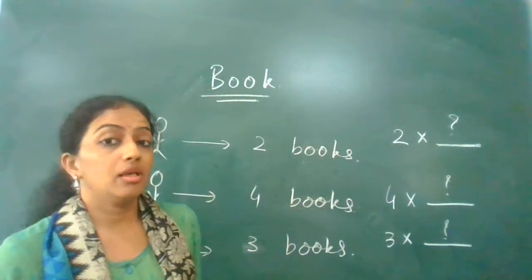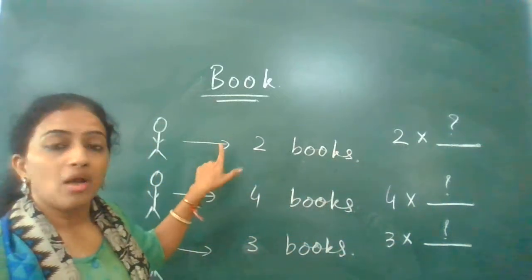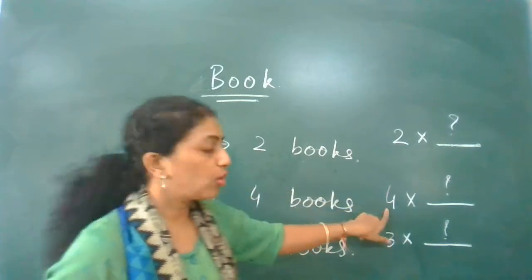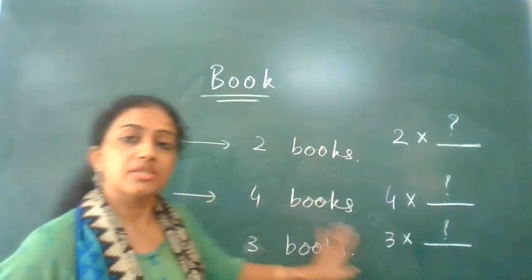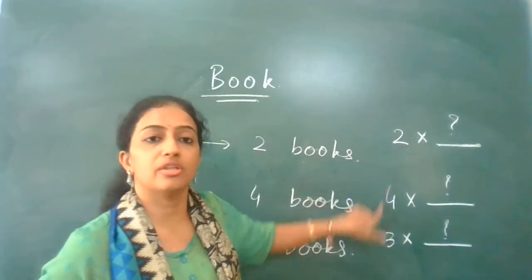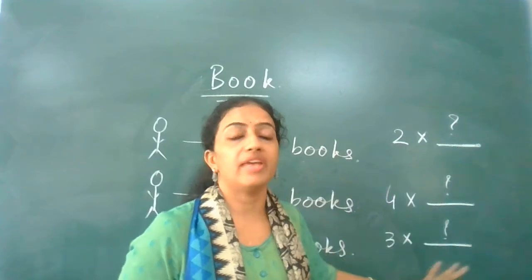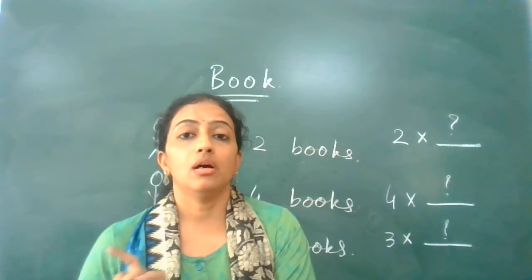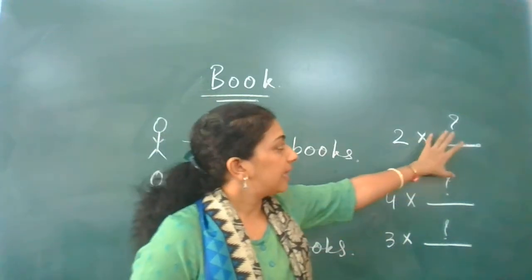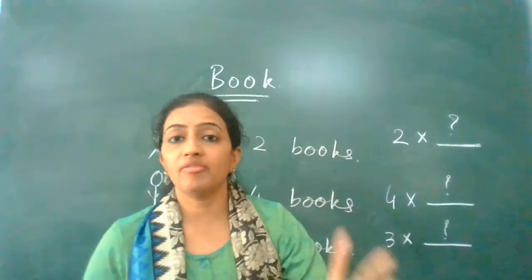But here you can see these numbers are fixed: this student wants 2 books, this student wants 4 books, this student wants 3 books. That is for sure, a fixed number, that's why we have written the number. As we don't know the amount of the book, we have not written anything. So you can say that this value is not fixed. It can be any value.